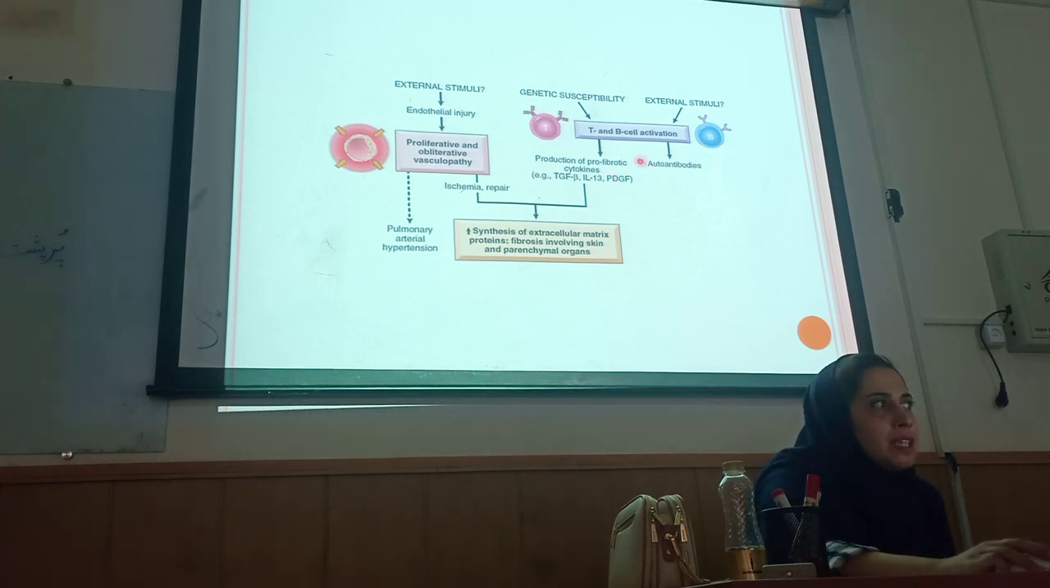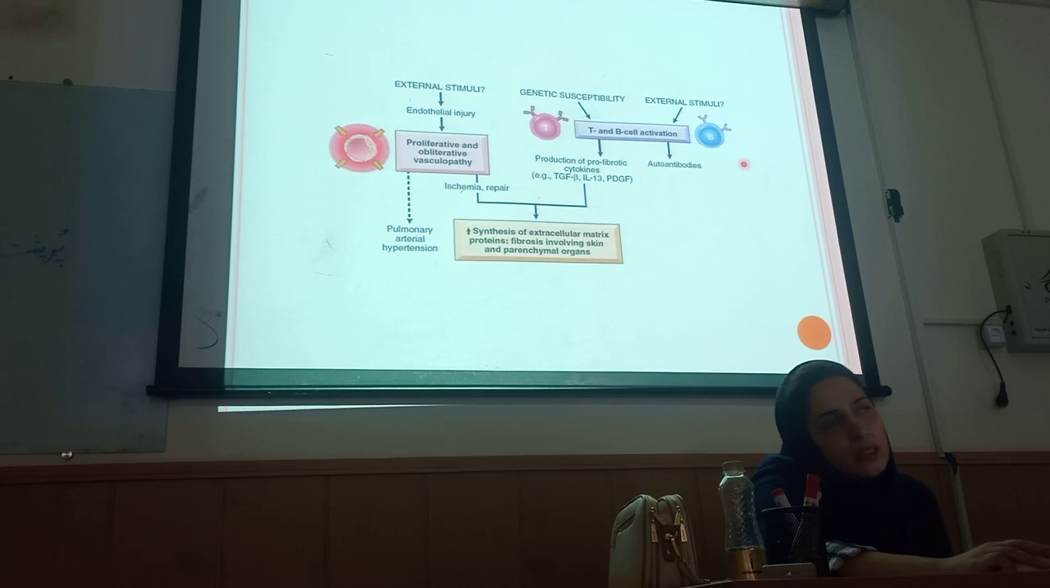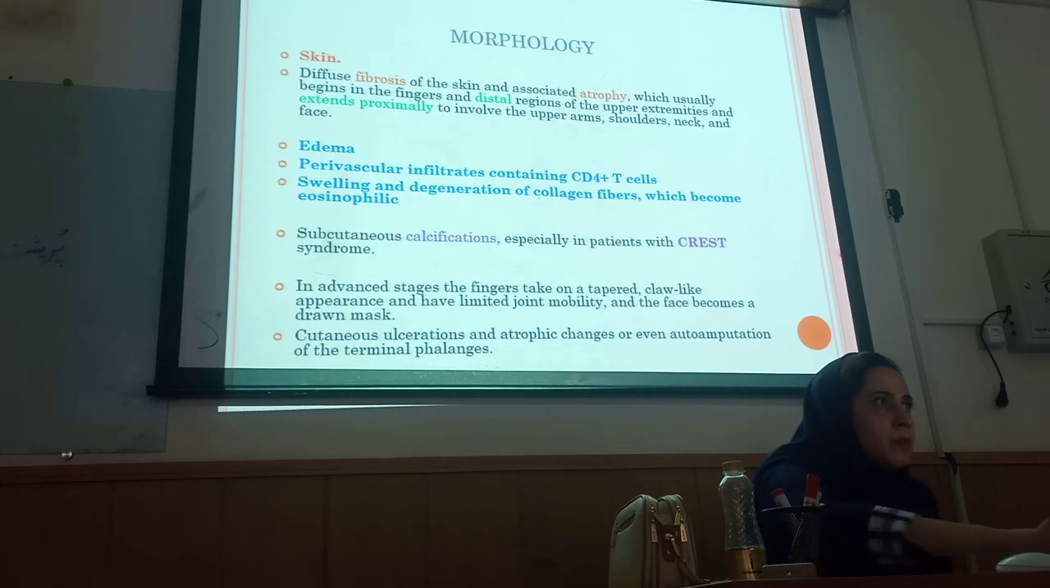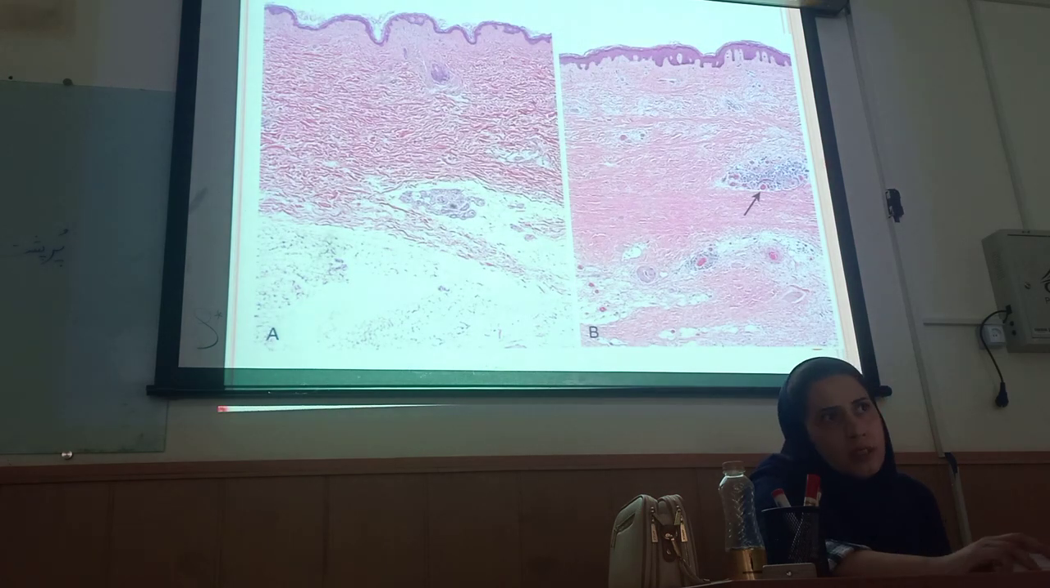Anyway, we have T and B cell activation, we have autoantibodies, and we have production of profibrotic cytokines such as TGF-beta, interleukin-13, and others. And the result of all of these is synthesis of extracellular matrix proteins and fibrils. So we have fibrosis everywhere, including in skin.